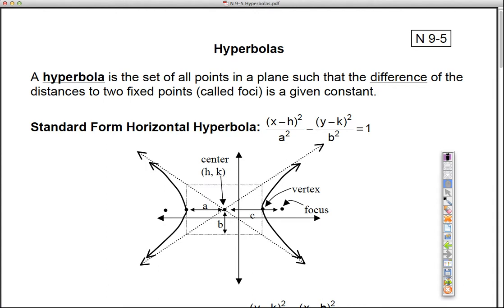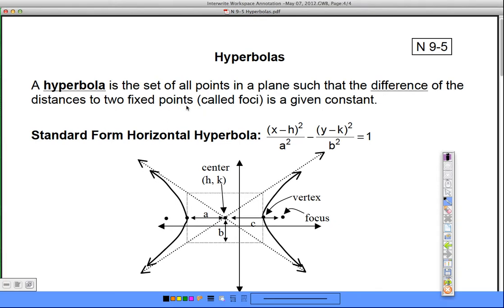All right, today we're going to start with hyperbolas. This is the last of the conic sections from Unit 9. A hyperbola is a set of all points in a plane such that the difference of the distances from two fixed points, called the foci, is a given constant. Again, I'm not going to ask you to know these definitions, but you are going to need to know how to apply them and how to draw and graph these hyperbolas.